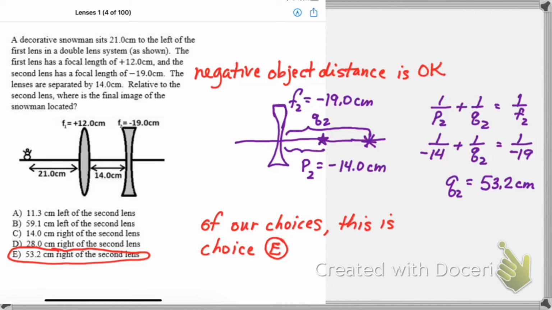Not always will you be faced with two lenses, but obviously if you can do two lenses, you can do a single lens along the way. Only a couple of formulas to memorize. Not bad.